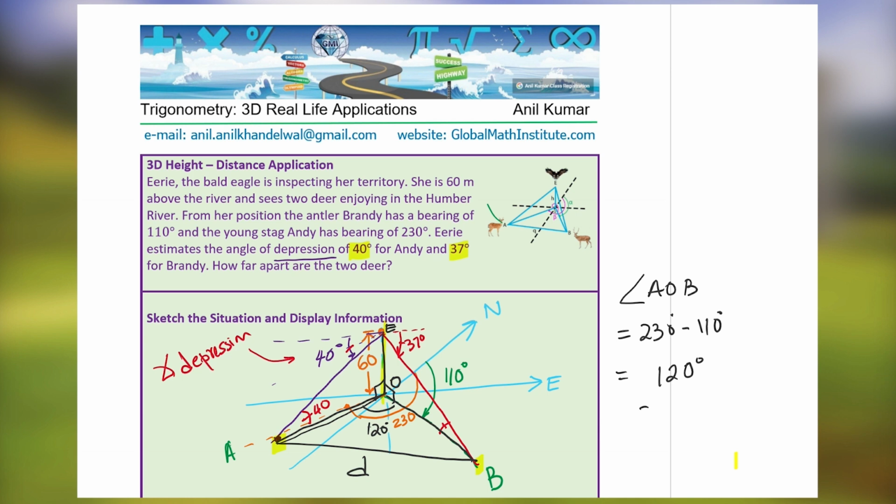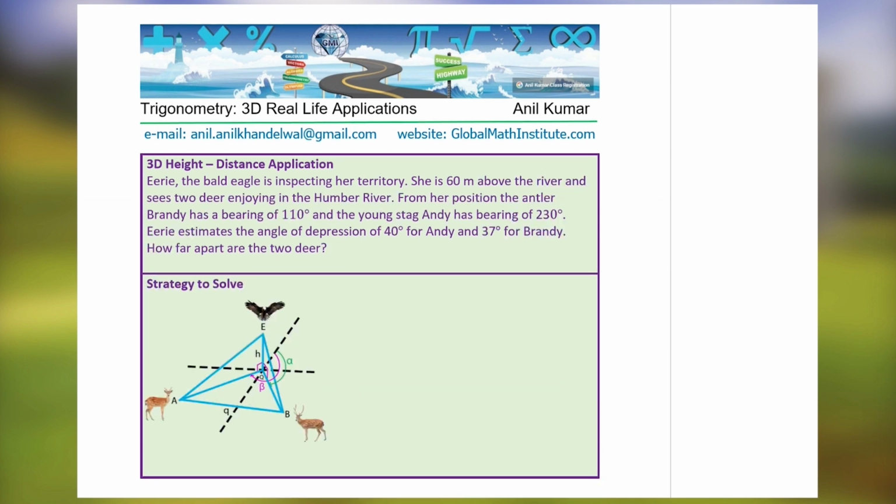Their positions were given with respect to the bearing angles, and from those bearing angles we also found the angle between the two deer and the origin. The angle of depression, which is same as the angle of elevation, formed in the vertical triangles EAO and EBO, helps us to actually solve this particular question. Now we are going to see how we really solve the question using trigonometry. Perfect. So let's move on and understand the strategy involved.